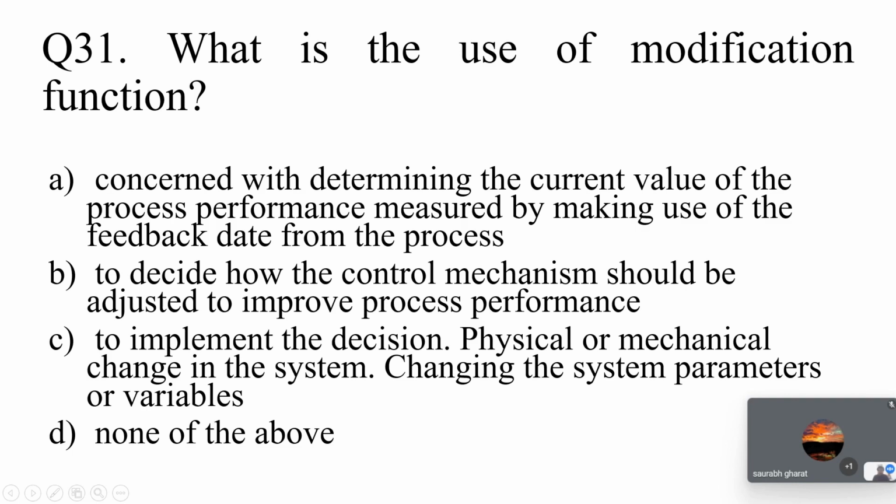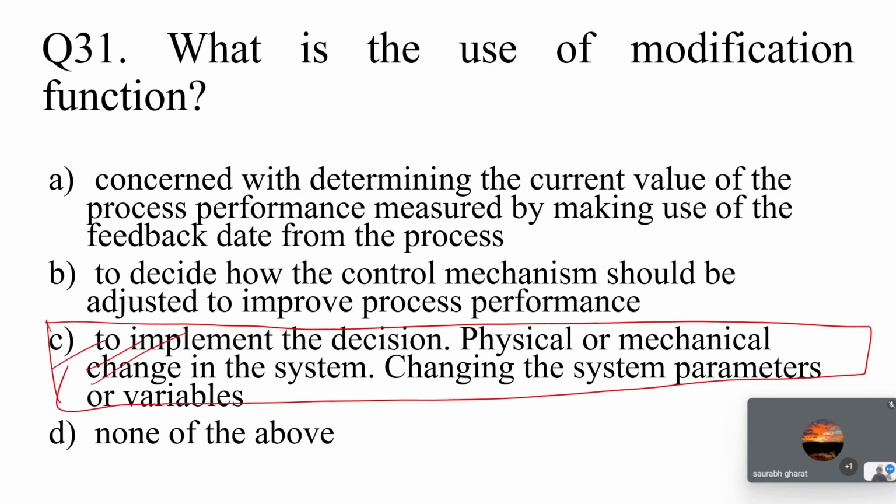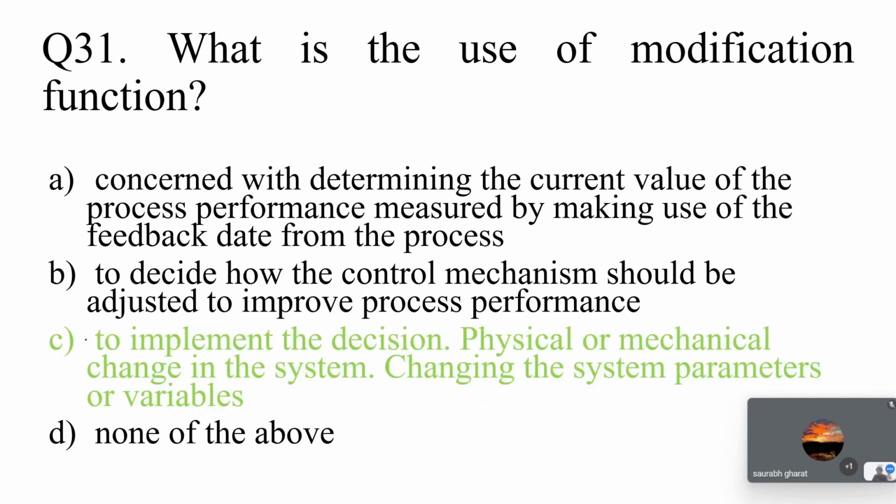Concerned with determination of the current value of the process performance measured by making use of feedback data from the process. Decide how the control mechanism should be adjusted to improve the process performance, or implement a decision, physical or mechanical, in the system by changing the system parameters or variables. This is the actual function of the modification function, so this will be your correct answer.